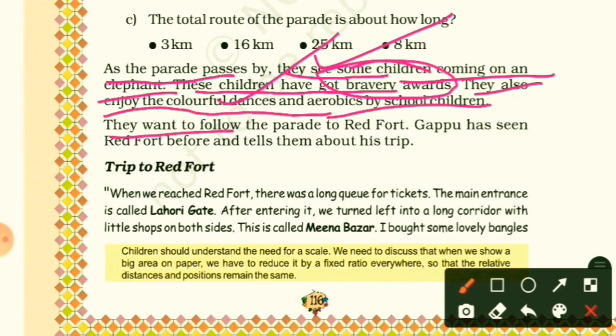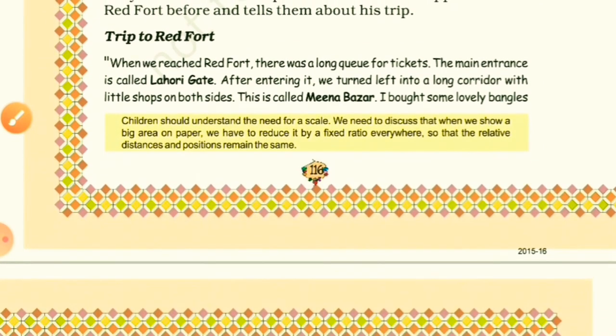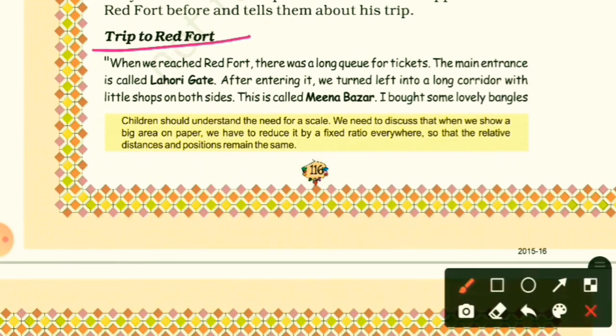Now they want to follow the parade to Red Fort. Gappu has seen Red Fort before and tells them about this trip. So now next, come to the next map, that is map 4, and it is based on Red Fort. So, trip to Red Fort.